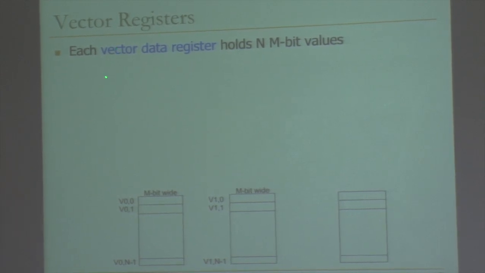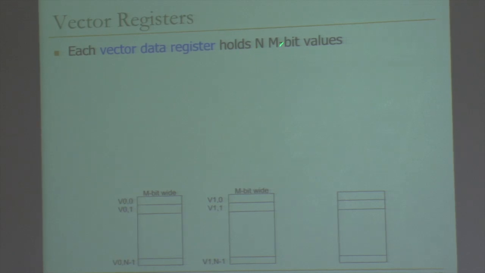So what does a vector register look like? Basically, it looks like this. This is vector register 0. It holds n m-bit values. M-bit could be 64 bits, for example. But n is the biggest vector an instruction can operate on. Here you see that you have 0 to n elements in this vector register. And you have a bunch of vector registers in a machine.